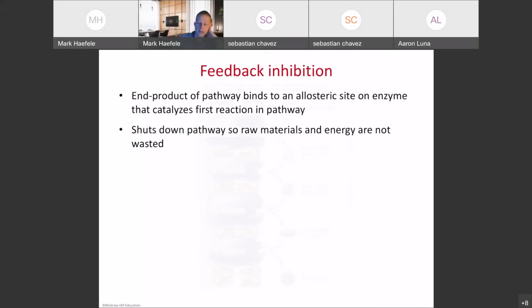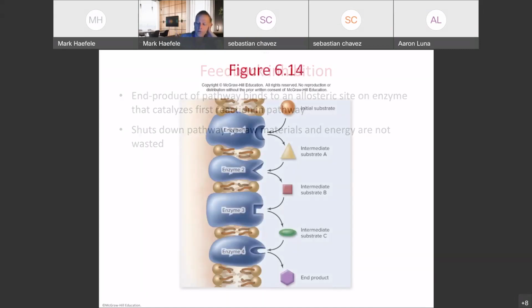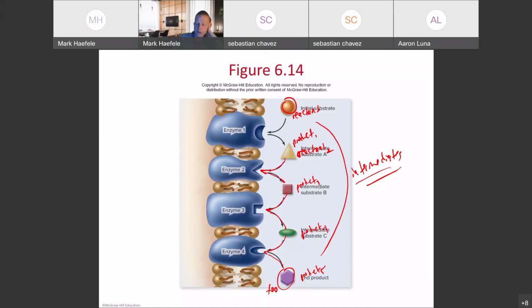So for instance, if you end up having plenty of this, you have too much, and you need to shut down this pathway, then what can happen is the product here can feed back and turn off this pathway so that you're not just overproducing everything. And so that's something that's called a negative feedback loop. It's when a product will feed back and shut down its own production.